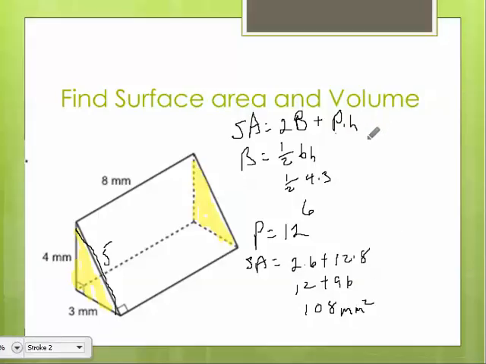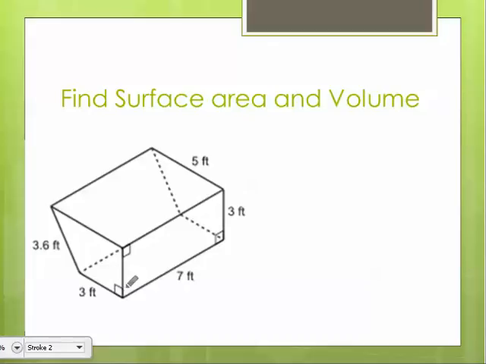Okay? So let's look at the volume. What do we need for volume? The formula for volume is the area of the base times the height. A little bit simpler formula in this situation. We already had the base. That was 6. We know the height. That's 8. 6 times 8 is 48. And we're looking at 48 millimeters cubed in this case. Cubic millimeters. Difference in the way that we calculate those. Okay, surface area and volume here.